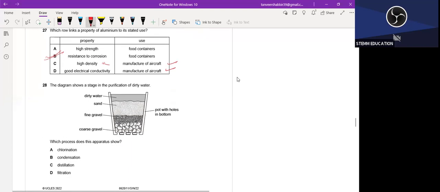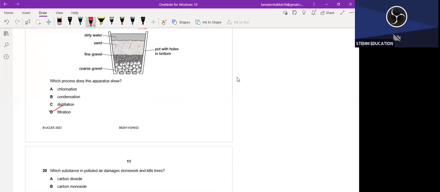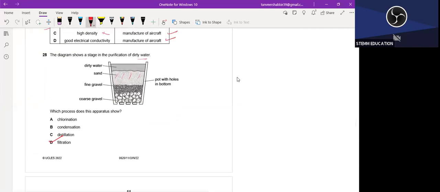Now question number 28, the diagram shows a stage in the purification of dirty water. This is the dirty water. Below the dirty water, sand is present, fine gravel, and coarse gravel, and this is a pot with holes in the bottom. Which process does this apparatus show? So in this, what we are doing is filtration. Water is filtering in this picture.